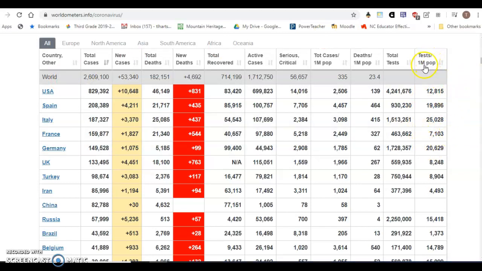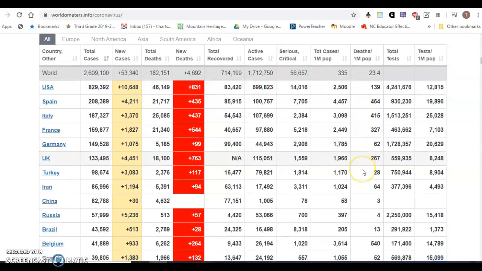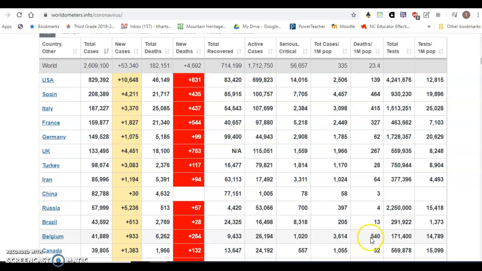Notice testing data is per 1 million people, so you can take a look through and see which countries have more tests available for their population. You can also look and see deaths per million people. So although the United States has the greatest number of deaths, if you look based on population, we can see that there are other countries that have greater percentages of their population that have died.